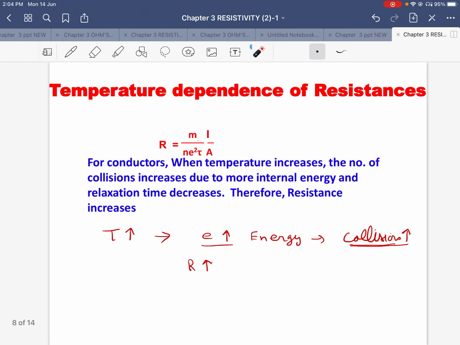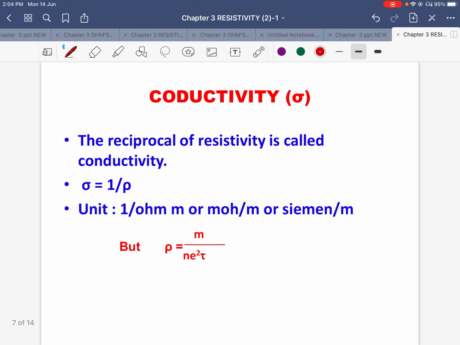Next is conductivity. Conductivity is the reciprocal of resistivity. It is denoted by σ, and σ is equal to 1 by ρ. We know that the unit of ρ is ohm meter, so the unit of conductivity is 1 by ohm meter, or mho per meter, or Siemens per meter. Also we know that ρ is equal to m upon Ne²τ. Therefore σ will be equal to Ne²τ divided by m. That is the reciprocal of resistivity.